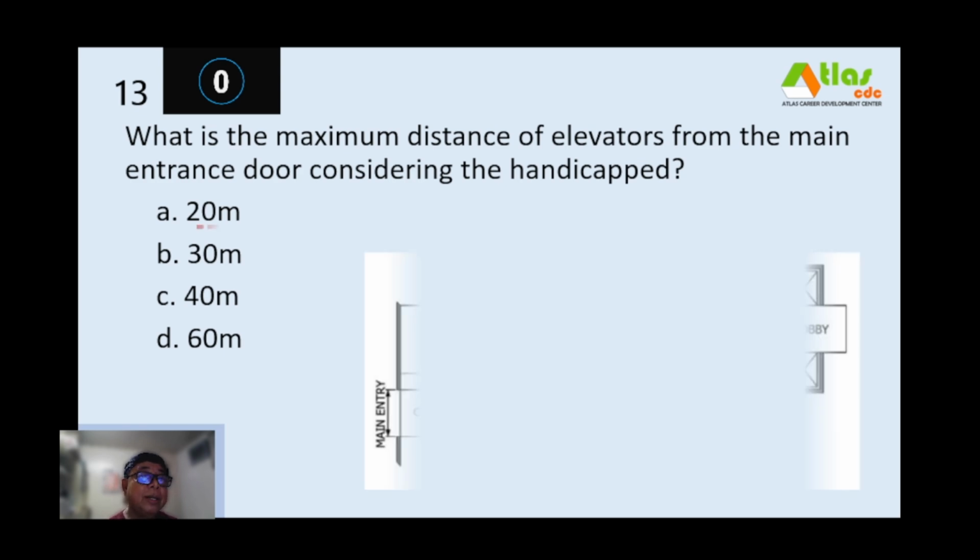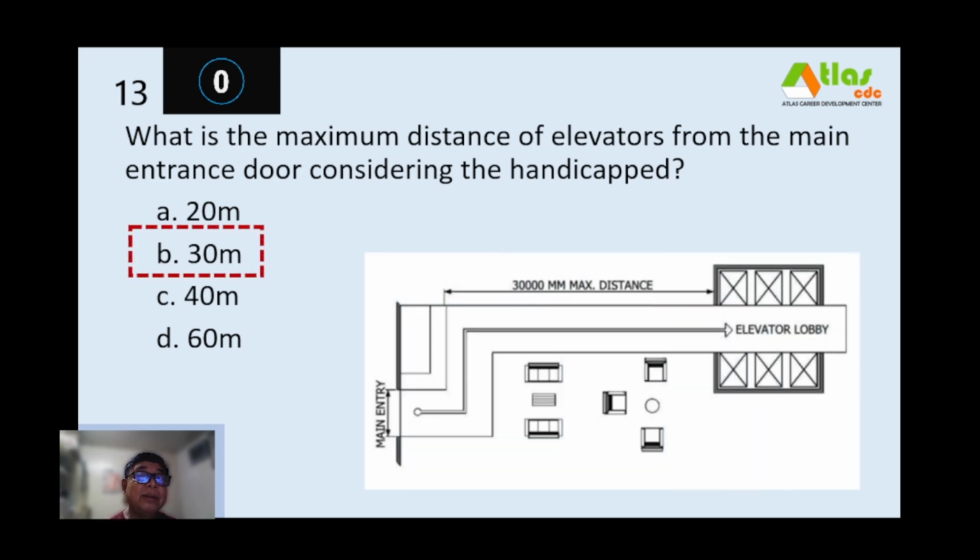And our correct answer is letter B, 30 meters. So from the main entry up to the elevator lobby, a maximum distance of 30 meters, and that from the main entry, the lobby is very visible.